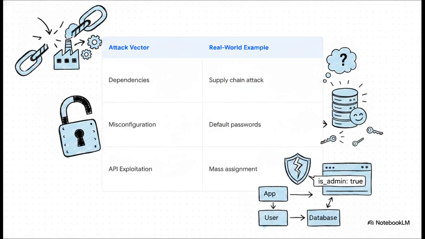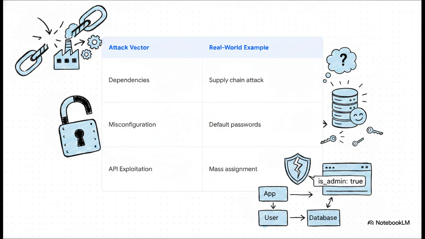Let's see how this builds out the rest of our vectors. So we just talked about vulnerable dependencies, which totally open the door for supply chain attacks. But look right here at misconfiguration. Seriously. How many massive databases get breached just because somebody left the default admin password as admin or left an AWS S3 bucket publicly readable?